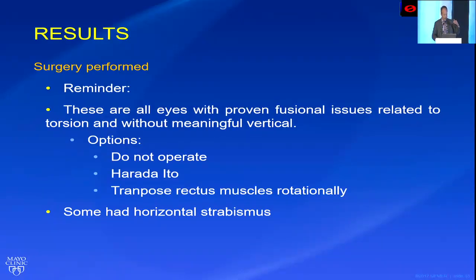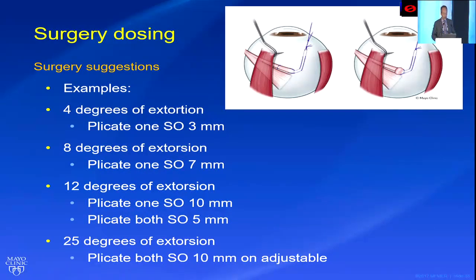There are times where you have vertical strabismus and other factors that you may choose other surgery if there's a meaningful vertical. But for me, I can now tailor my approach. If I have a patient with 4 degrees of intorsion, I'll generally plicate. I often take off 1 millimeter. Why? Because I reattach it just in front of the superior oblique, so there's always a little bit of an advancement. You can't reattach it where it originally attaches, so I often cut back a little bit.